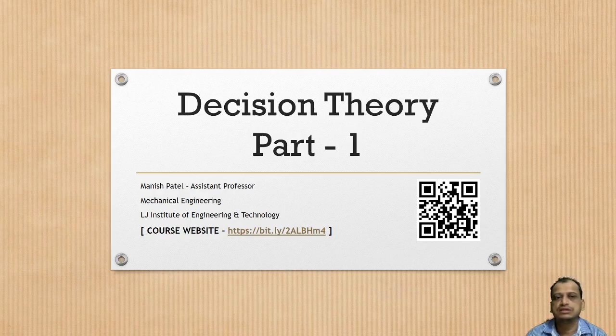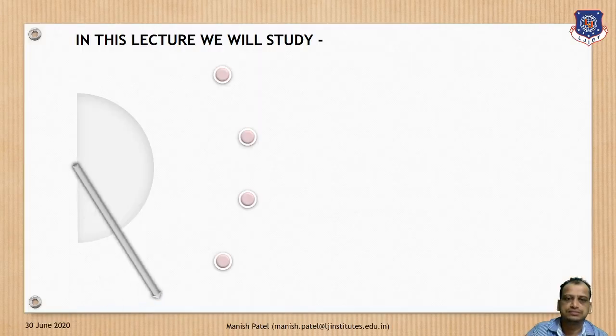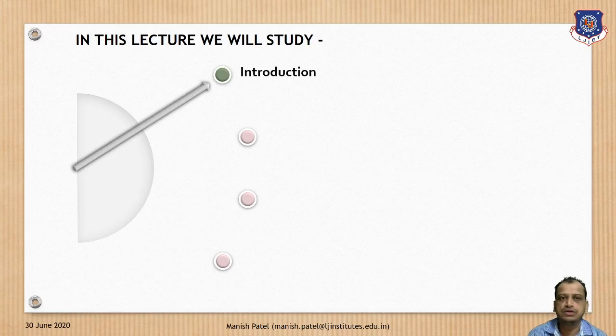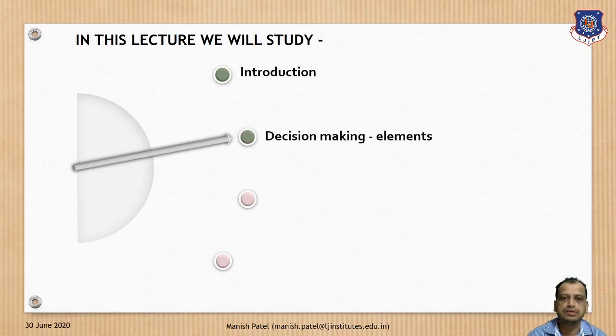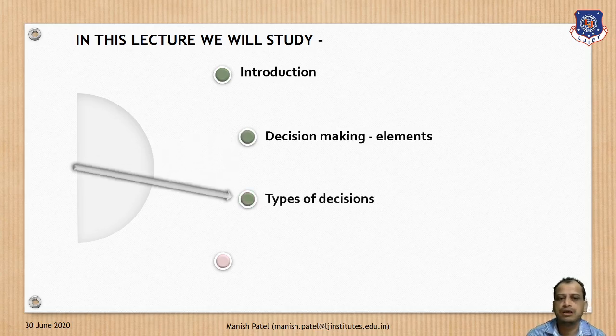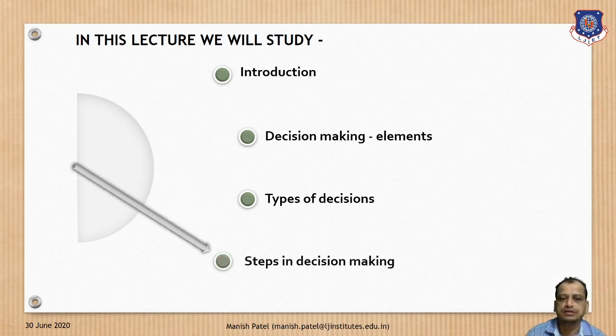Welcome friends. In this session we are going to look into a new chapter called decision theory. So let's start. In this lecture we are going to study some of the introductory parts of decision theory, then some of the elements which are used in decision making, some key terminology, then types of decisions in decision making environment, and then we will see some of the steps in decision making.